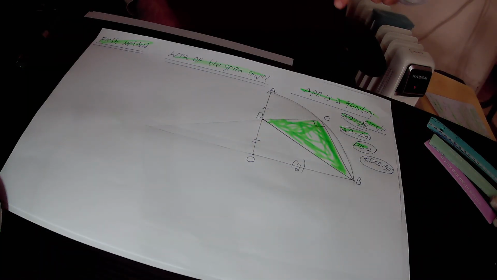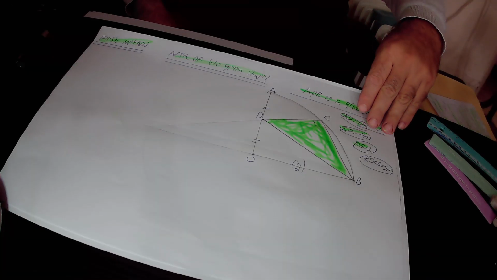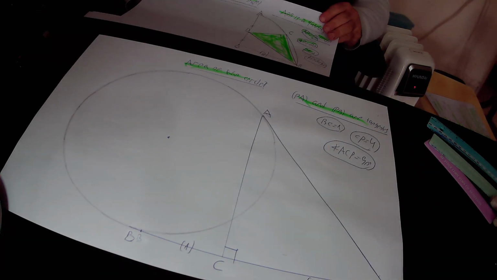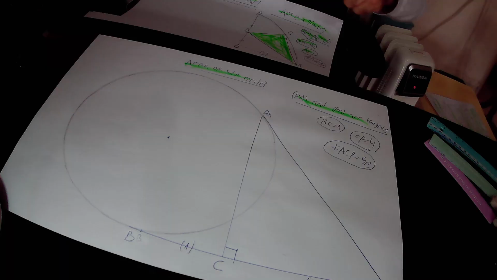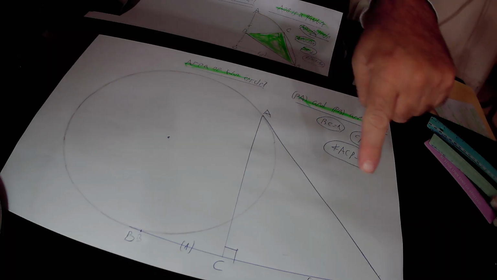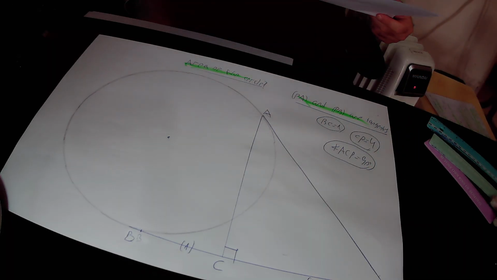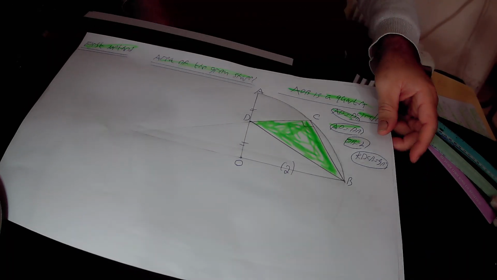And now in this lecture, we'll answer two questions. In the first question, we will find out the area of this green shape using two different methods. And in the second question, we will find out the area of this circle that intersects with this right triangle ACP. So we start with the first question.